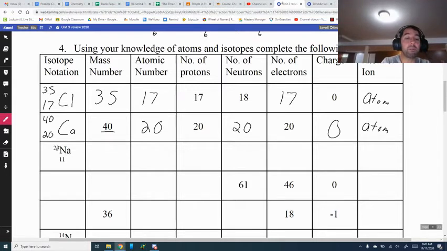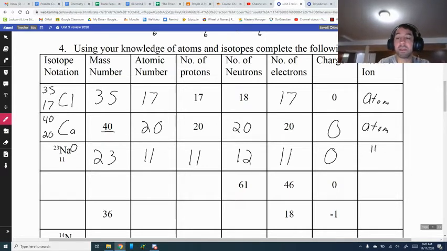All right, so next we have sodium with a mass number of 23 and an atomic number of 11. So mass number 23, atomic number 11. Number of protons, same as atomic number, 11. Number of neutrons, 23 minus 11. We get 12. Number of electrons, there is no charge up here. So that means we have the same amount of electrons as protons. So 11, charge of 0, and it's still an atom. Sorry, I'll just write down atom. That is more simple. All right, so that's that one.